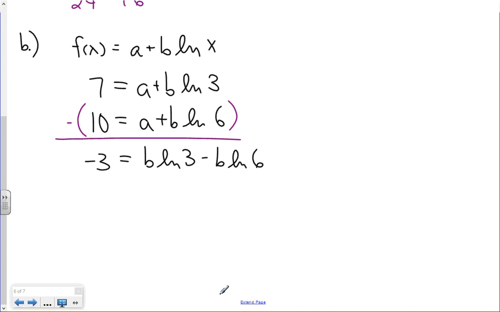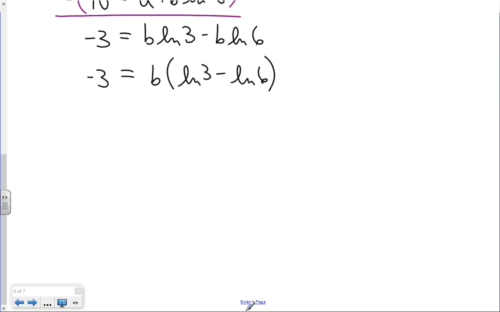All right, so let's factor out the B on the right side. Negative 3 equals B times the quantity natural log of 3 minus natural log of 6. If these were nice numbers, you'd probably immediately write down how many B's you had there. But since natural log of 3 and natural log of 6 are not nice numbers, I wrote it this way. And now I just have to divide by that difference to solve for B. Actually, let me simplify this one more step.